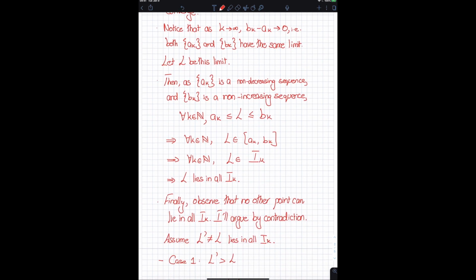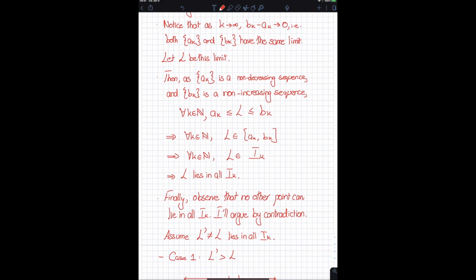Then we basically used the idea that a sub k was a non-decreasing sequence and b sub k was a non-increasing sequence to show that L was sandwiched between a sub k and b sub k for every k in the set of natural numbers, which essentially allowed us to conclude that L lies in all the intervals I sub k. But we were not done at this point.